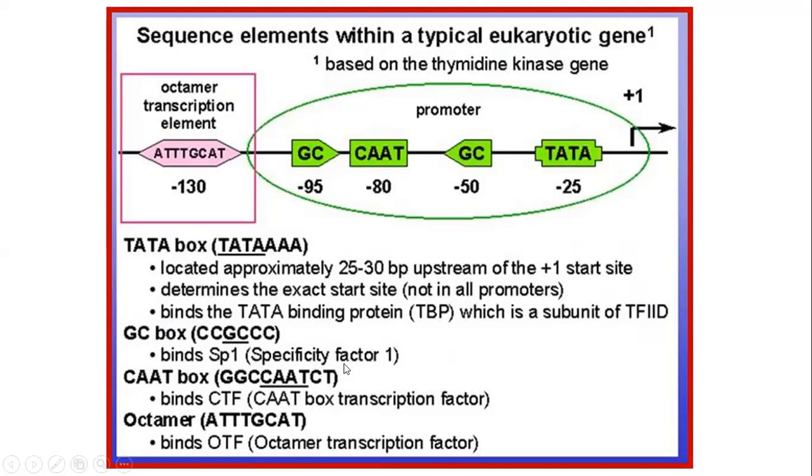The GC box binds to a specificity factor called SP1, and the CAT box binds to a specific CAT box transcription factor, CTF. And the octamer binds to the octamer transcription factor. So the sequences have a speciality, and only specific proteins will come and attach to the sequences in a specific position, specific orientation in terms of the nucleotides downstream, and then they regulate transcription.